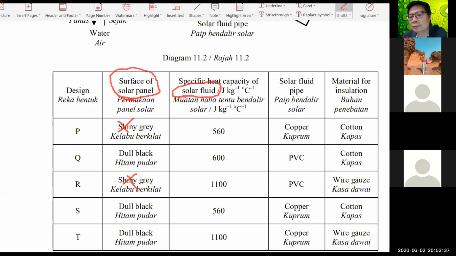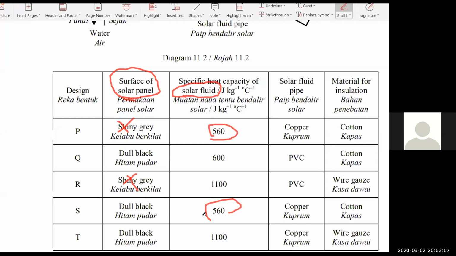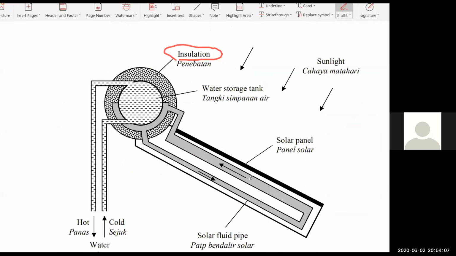Nobody answers. Avril, what about you? Solar fluid must choose small specific heat capacity. Yes, correct. The reason is what? Why choose the small one? Because it can heat up faster. It can become hot faster. When it becomes hot faster, this thing is very hot, right? So when it comes here, it is very hot, it will heat up the water faster.